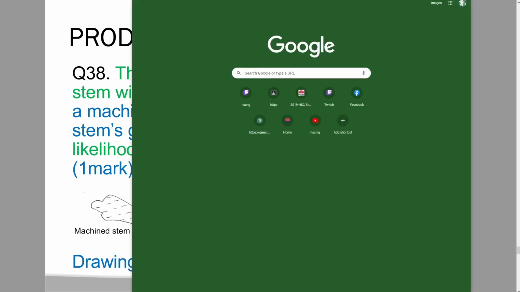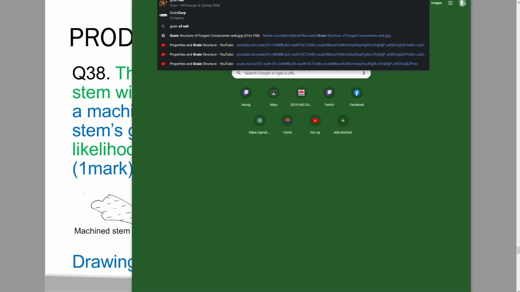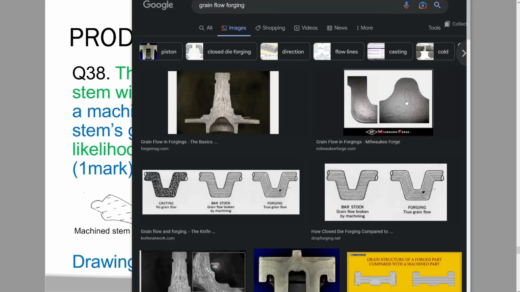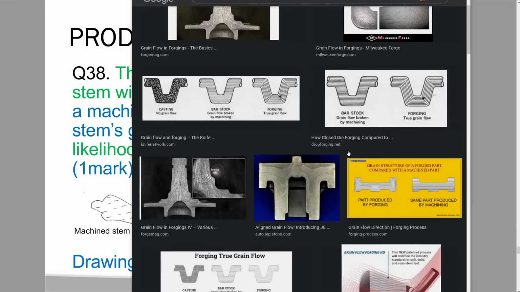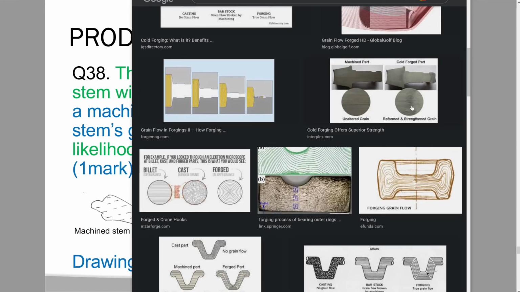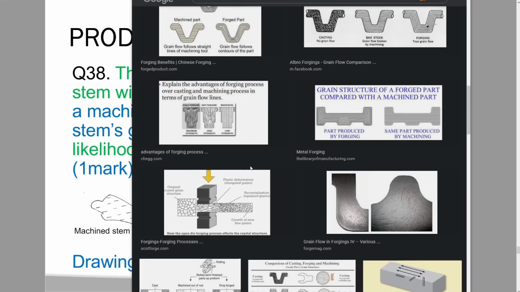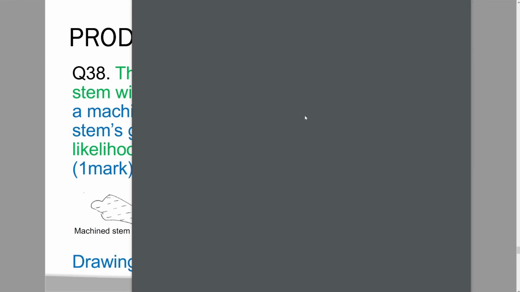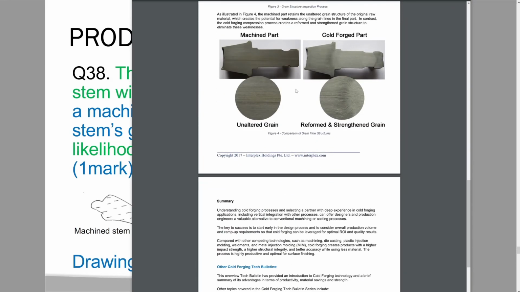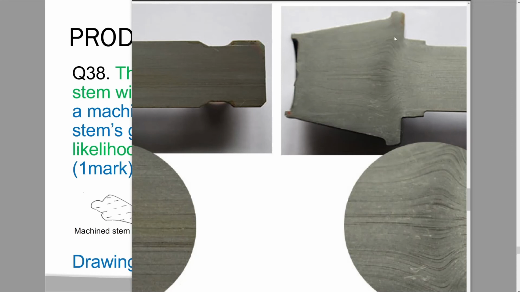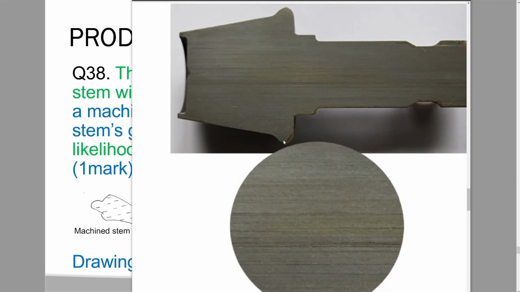Yeah, we'll just look at grain flow. So here are some typical pictures that we often see of the flow around forged parts. And this reduces the points of weakness that we would have if it was machined. So we can see here that the grains have flowed around the object, whereas if the part was machined, we'd have points of weakness, and it'd be very easy for that part to be broken out.